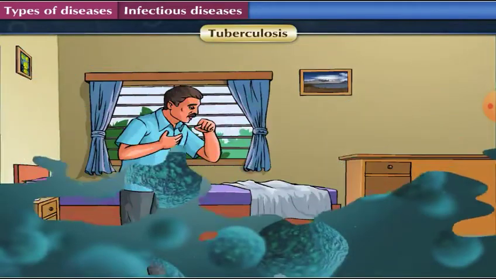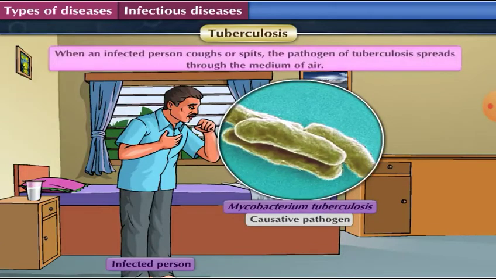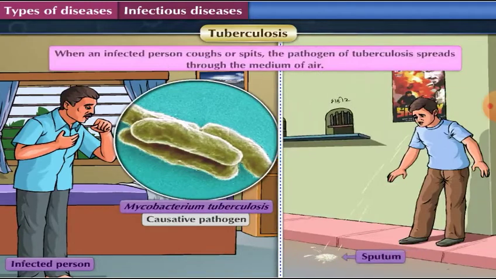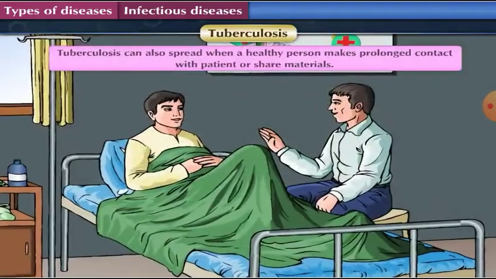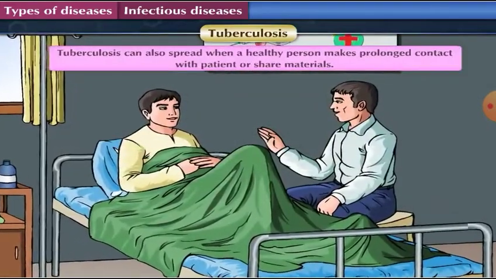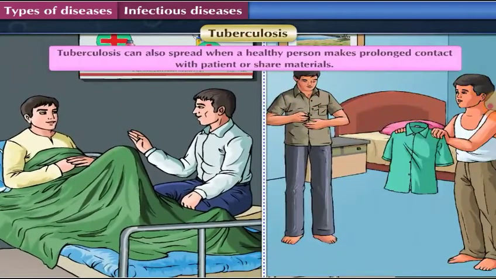Tuberculosis. Mycobacterium tuberculosis, a bacterium, is the causative pathogen of tuberculosis. When an infected person coughs or spits, the pathogen of tuberculosis spreads through the medium of air. It can also spread when a healthy person makes prolonged contact with a patient or shares materials.